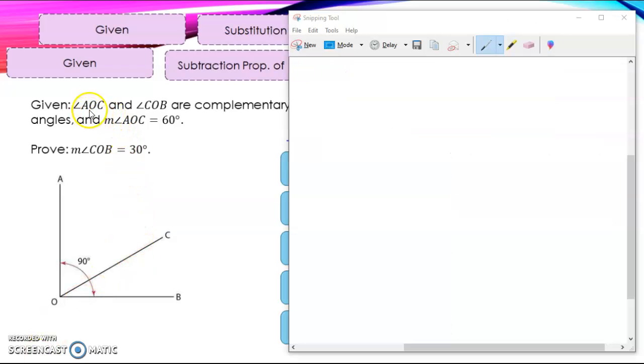So the given information is that angle AOC and COB are complementary. AOC is in the diagram right here, COB is the lower angle, and it says they're complementary. We can actually see that in the diagram. If you recall, complementary means they add up to 90 degrees. So that might be something you just write down in your scratch work. And then it also says that the measure of AOC is 60 degrees. So that's this angle right here.